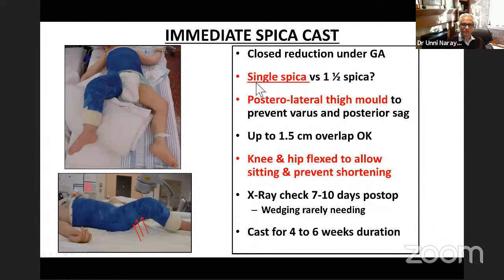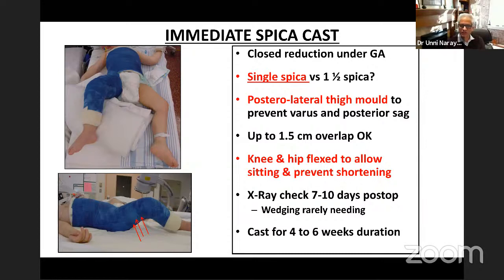We prefer to use a single spica, which allows the kids to mobilize quite early. The posterolateral thigh mold, I think Ben talked about as well. We like to keep our knee and hip flexion sufficient to allow them to sit in a stroller. This flexion allows some stability to axial compression, so it prevents shortening or telescoping of the fracture, and allows you to keep the foot free. We check an X-ray in about 7 to 10 days, where we can wedge if necessary, but a well-applied cast makes that very rarely necessary.